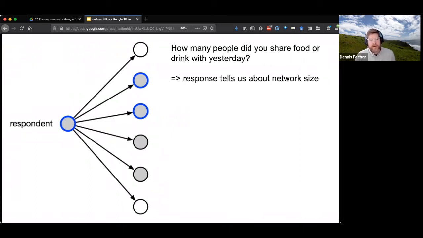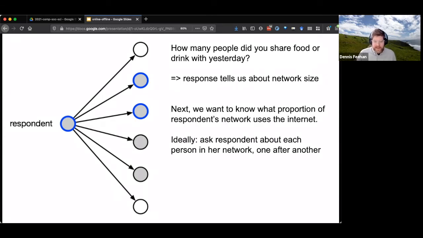And in order to try and get information about what share of the respondent's network uses the internet, ideally we'd go through and ask the respondent about every single person in this network one after another. Like, do you think this person uses the internet? Do you think this person uses the internet, et cetera. But the study that I'm going to show you the results from is based on conducting interviews on Facebook, and people have very limited attention spans in that context, and it's implausible that they would be willing to go through every single person that they reported having some contact with.